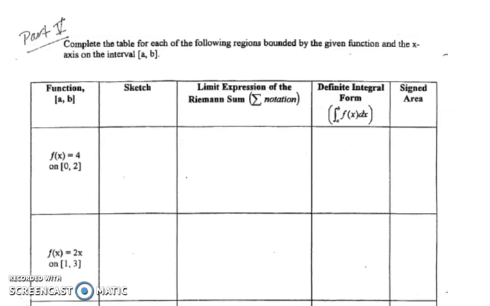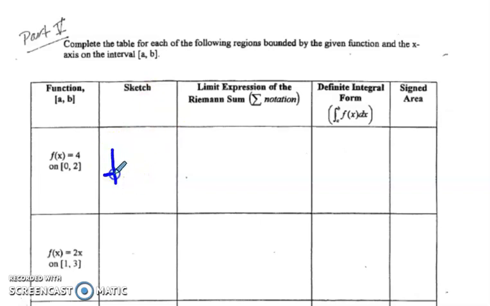All right, let's do part 5, which entails taking a piece of information, drawing a sketch, and then writing the limit expression of the Riemann sum and the definite integral form. And I'll have you find the net signed area using the calculator. So let's start with the first one, which is just a constant function.